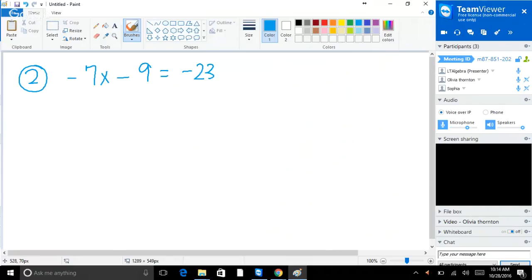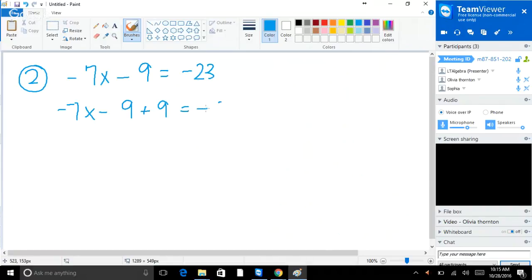So right now, x is being multiplied by negative 7 and it's being subtracted by 9. So the trick is, do I get rid of the negative 7 first or the subtracting by 9? The 9, yep, that's right. So what's the opposite of subtracting 9? Adding, right? So I'm subtracting 9. I'm going to add 9 to the left-hand side.